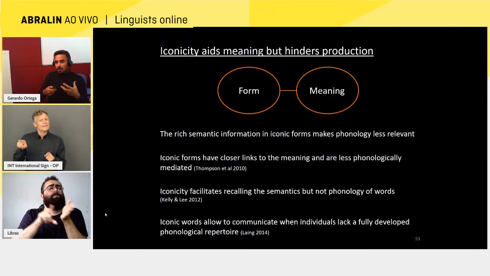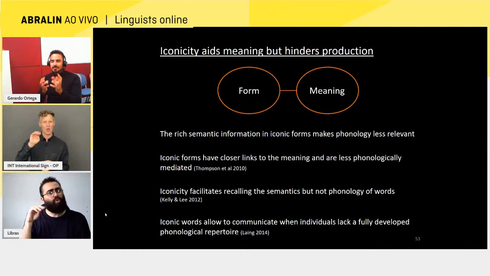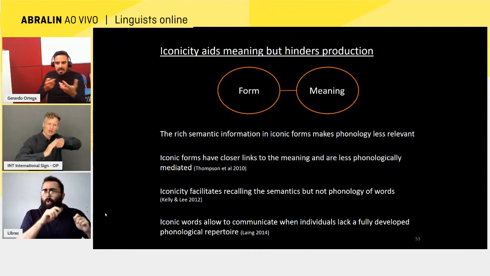And similarly, in developmental studies, there is evidence that iconic words, and in particular onomatopoeias, with their rich semantic content but also their flexible phonological form, are really useful for children that haven't developed a phonological structure, and yet they can use them for communicative purposes. This flexibility is really important.